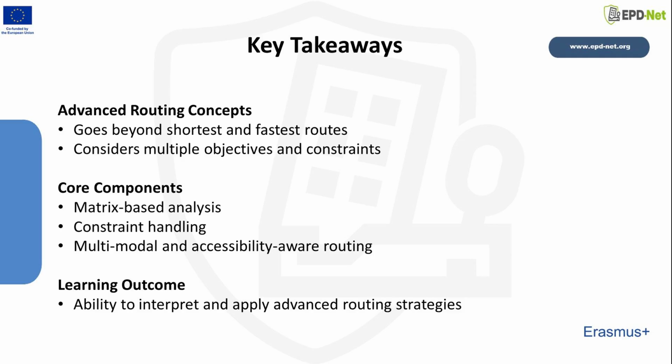In this course, we explored advanced routing concepts that extend beyond basic shortest or fastest route calculations. Advanced routing considers multiple objectives, constraints, and decision criteria to better reflect real-world routing challenges. Key components of advanced routing include matrix-based analysis, effective handling of constraints, and support for multi-modal routing and accessibility analysis. These elements enable routing systems to address complex operational and planning scenarios.